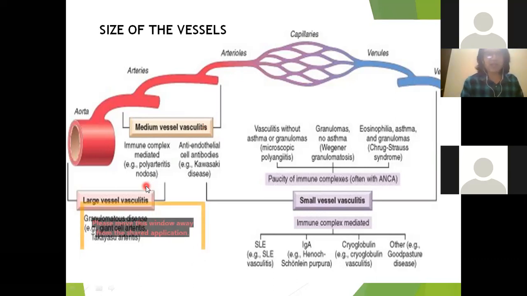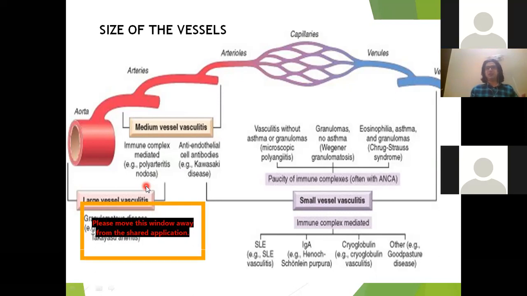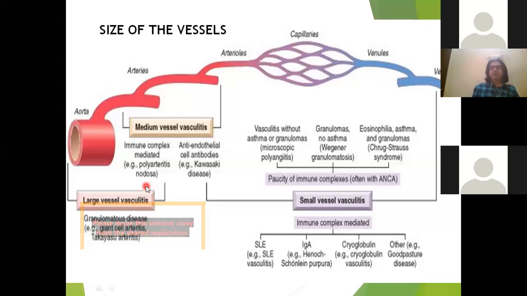Okay, then large vessel vasculitis. And in large vessel vasculitis, as I told you, we have two categories. One is temporal arteritis, and the second one is Takayasu arteritis, right? And both are granulomatous, that is on morphology. There would be granulomatous inflammation, that is granulomas will be formed inside the blood vessel wall, right? So we will discuss these two categories in detail.